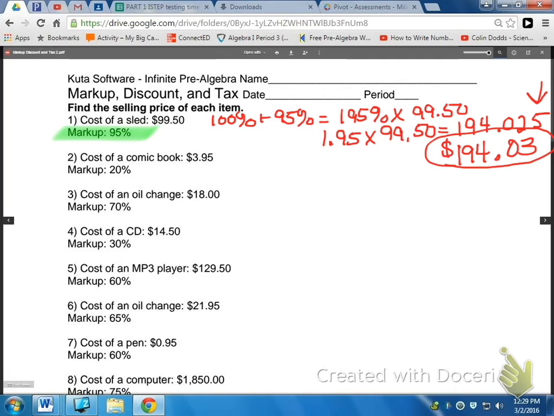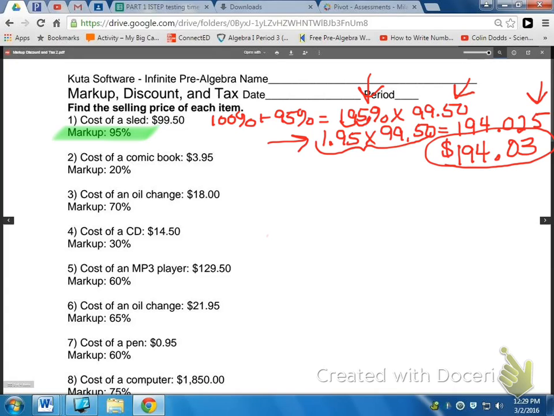So $194.03. So take 100% plus the percent markup. Take that percentage times the cost. All right, let's go ahead and, do you have any questions on that one? Brady: You lost me where you went down to the second line.